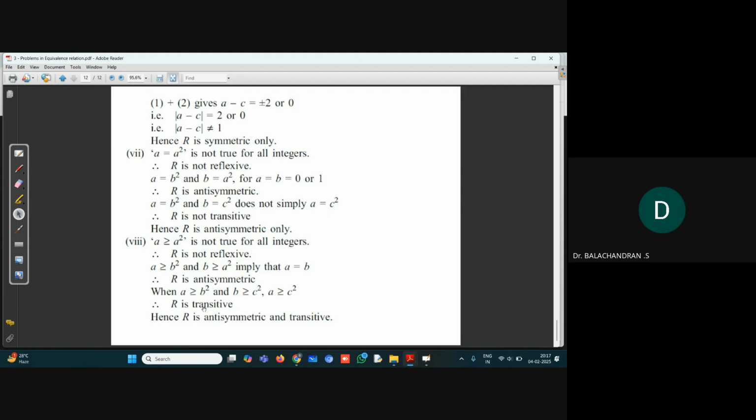But R is transitive. Yes, a is greater than or equal to b square, and b is greater than or equal to c square, and hence a is greater than or equal to c square. Because a is greater than or equal to b square, but b square is greater than or equal to b, and b is greater than or equal to c square, hence a is greater than or equal to c square. So R is transitive. So it is not reflexive, but it is antisymmetric and transitive. Okay, I'll stop here.